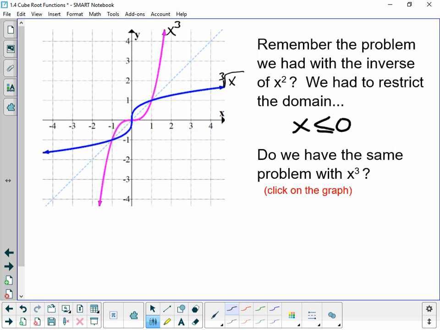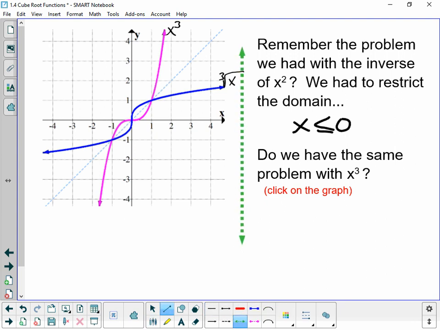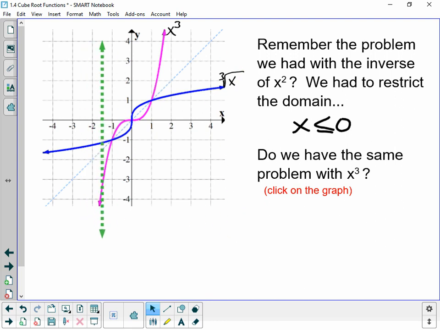If you remember, one of the ways we can test to see if an equation is a function is the vertical line test. Let's get a vertical line here. If we're testing the pink graph to see if it's a function, you can see that it does in fact pass that vertical line test. So the pink one is a function.